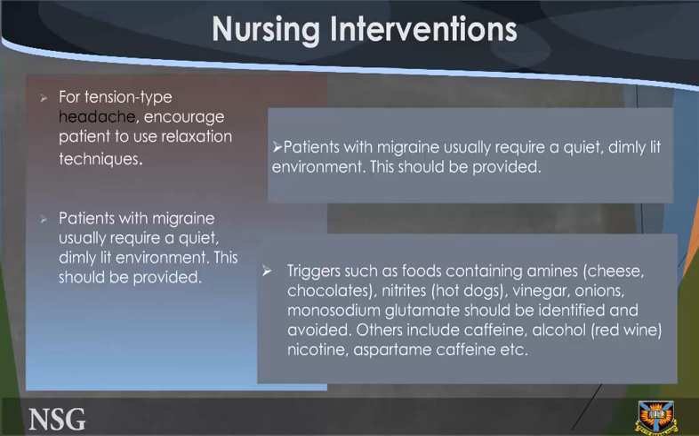Patients with migraine usually require a quiet, dimly lit environment. This should be provided. Triggers such as foods containing amines, cheese, chocolate, nitrates, hot dogs, vinegar, onions, monosodium glutamate should be identified and avoided. Others include caffeine, alcohol, red wine, nicotine, aspartame, etc.